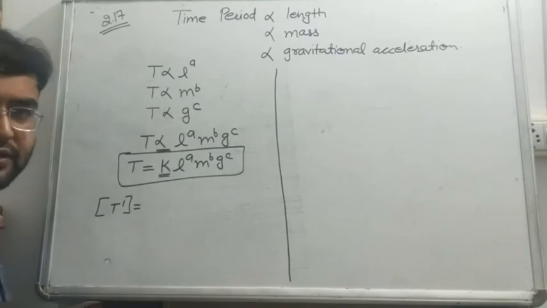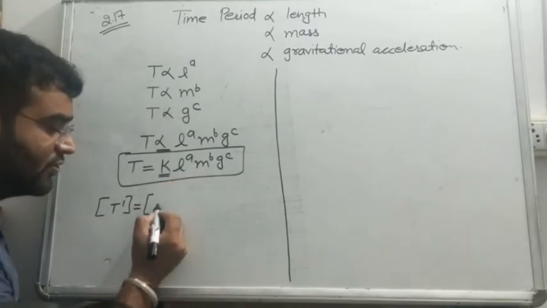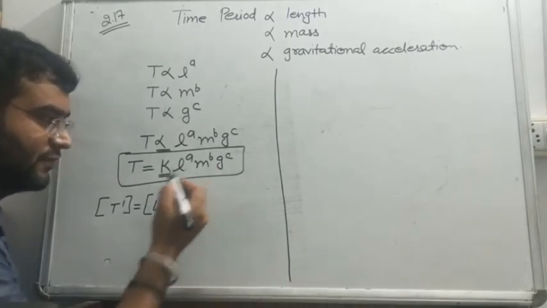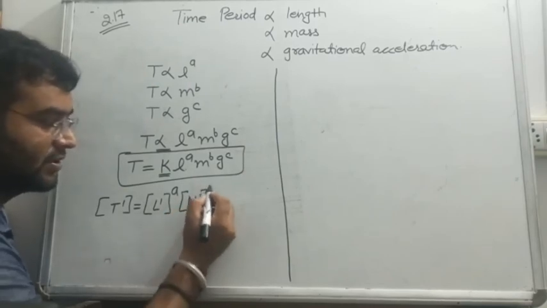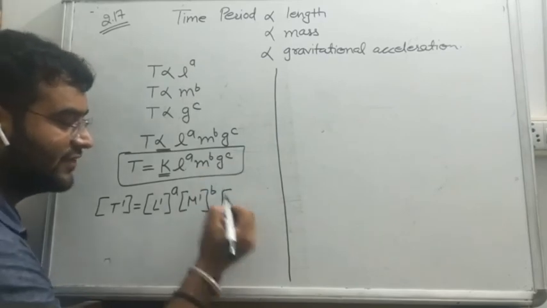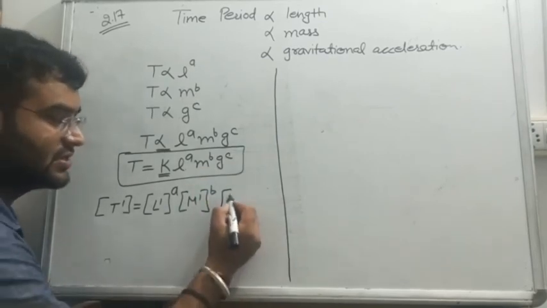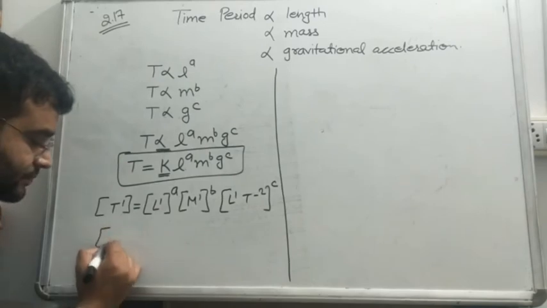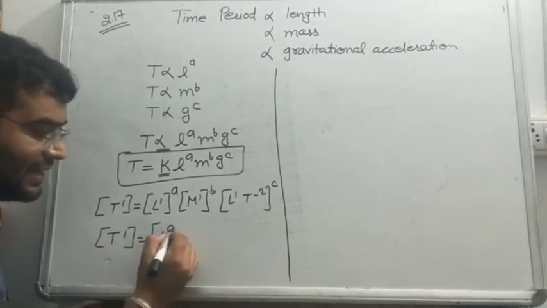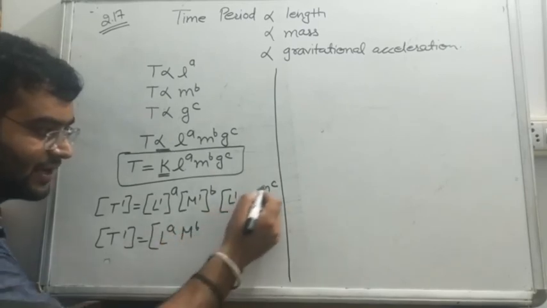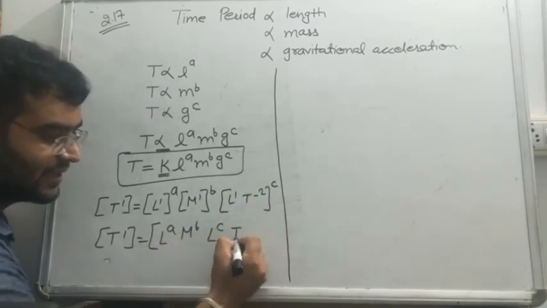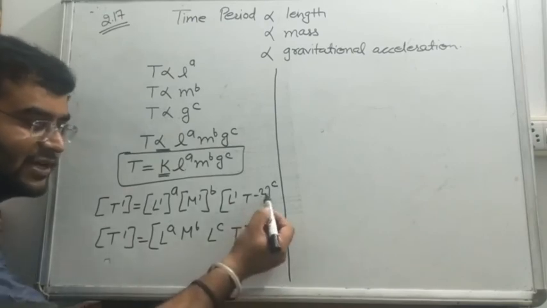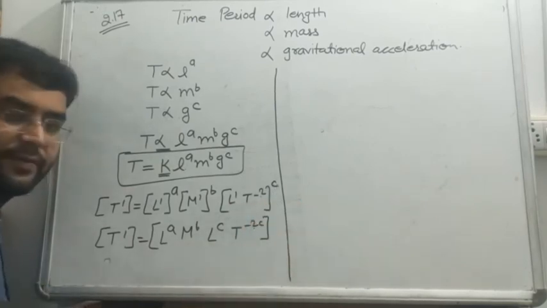k is a constant quantity, it means it is a dimensionless quantity. For length, you have the dimension L^1 to the power a. For the mass, the dimension is M^1 to the power b. For gravitational acceleration, the dimension is L^1 T^-2 to the power c. When you solve this, then T^1 = L^a M^b L^c T^-2c, because the power is 1 inside and the power is -2, and when you multiply -2 by c, it is -2c.